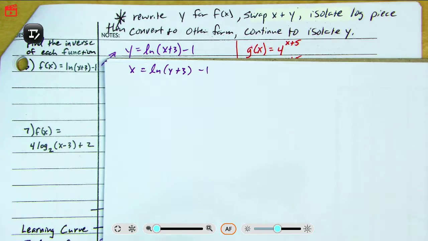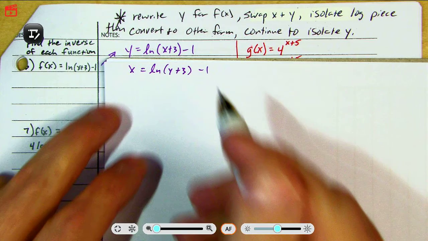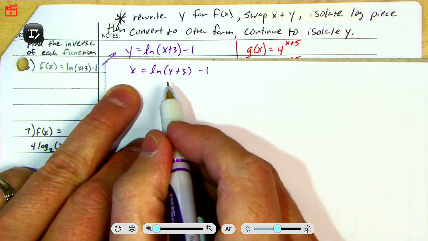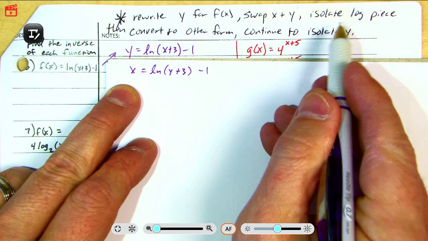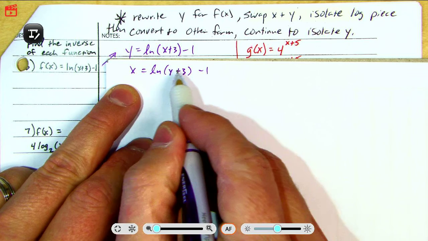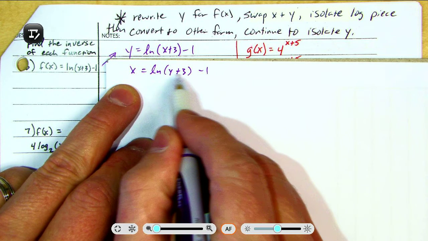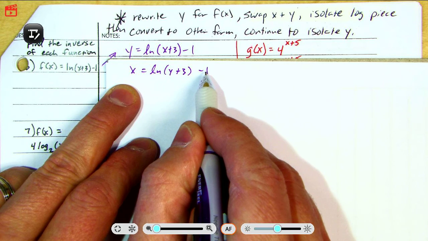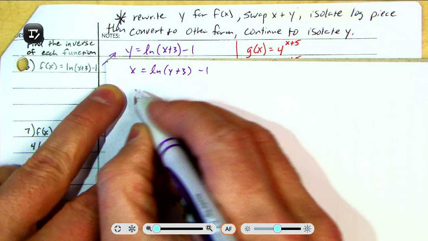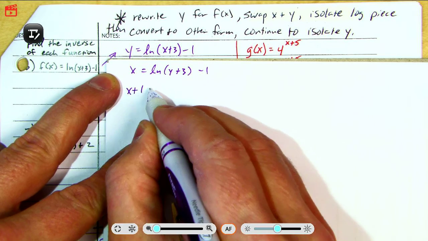Now, something that is weird about this skill, that's kind of different than it was in topic 4, is I can't convert yet. I can't isolate y yet. I've got to make sure I isolate the log piece. I can't convert to exponential until I get rid of this 1. So I only have to add 1 to the other side. That's the only piece that is weird here.